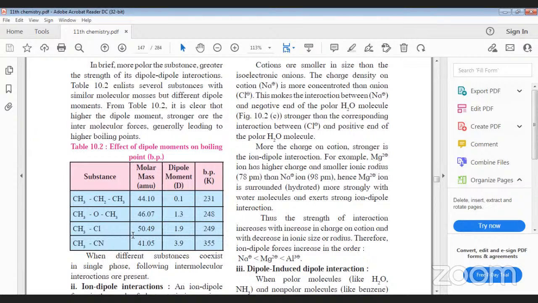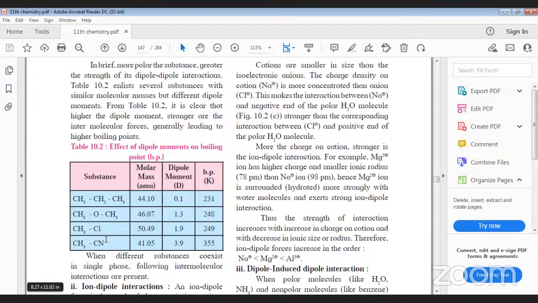Suppose this is chloromethane, its molar mass is 50.49. Its boiling point is 249. So it is a little higher. But if you see the next member, the cyano group attached to the methyl group, its molar mass is very low, lesser than all three. It is 41.05. Still, it has a higher boiling point. Why higher? Because of the kind of atoms present, carbon and nitrogen, the cyano group is a highly electronegative group. So as electronegativity is very high, the bond is very strong. If the bond is strong, boiling point will be high.